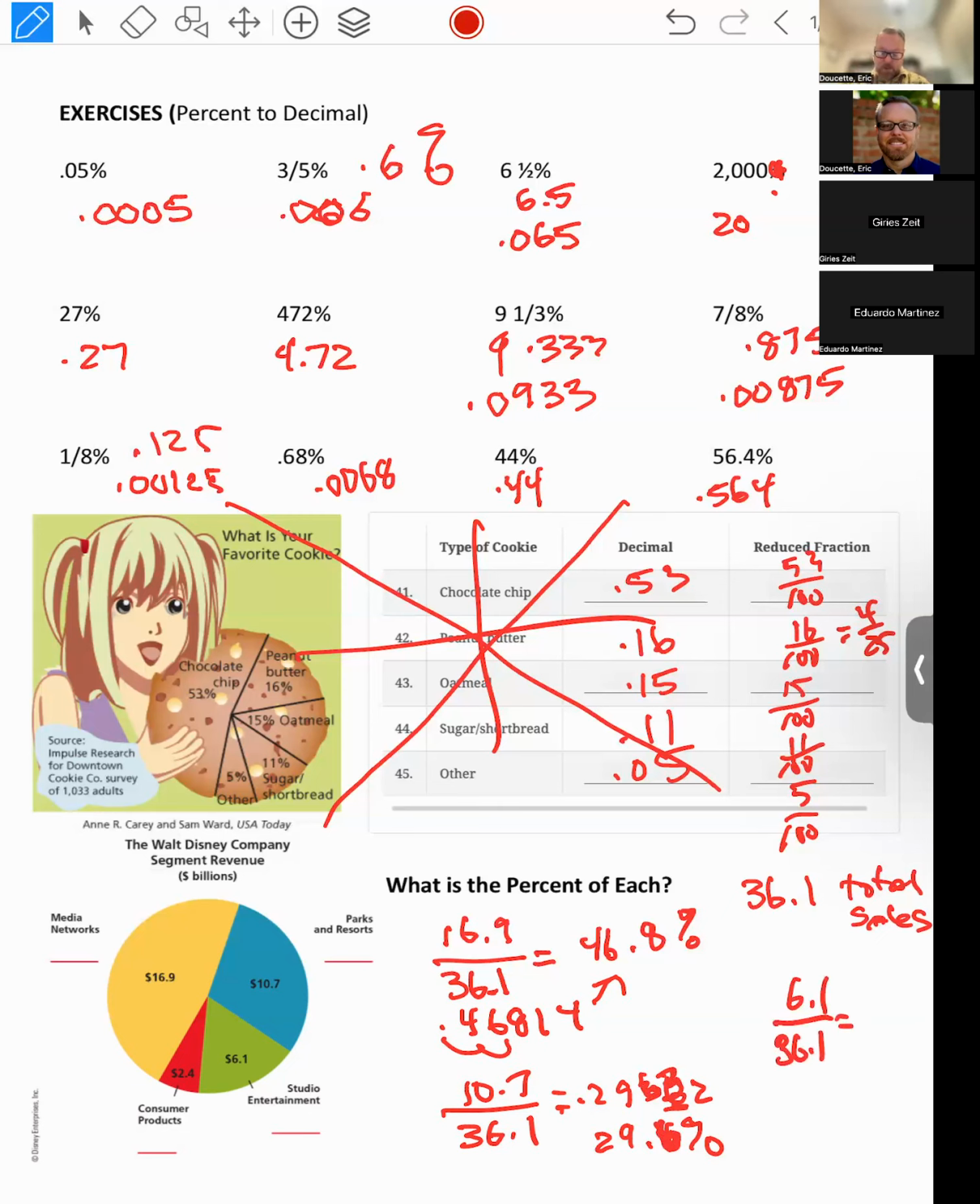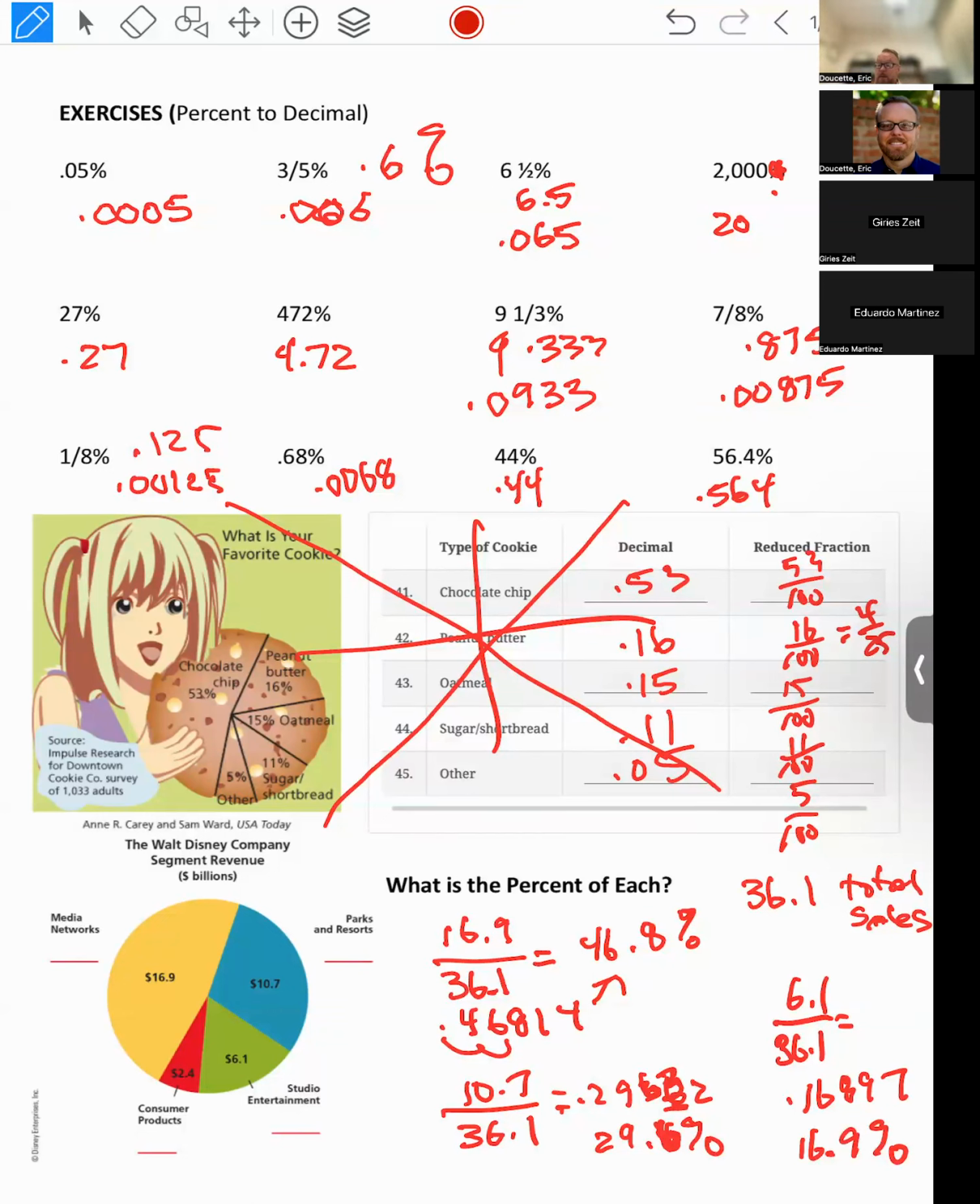So the next one, 6.1 divided by 36.1. That would be the studio entertainment. So you can do that one. 6.1 divided by 36.1. That time I got the ones right. Equals 0.16897. So how would you convert the answer to that one into percent? Would it just be 16.9? 16.9%. Yep. You got it.